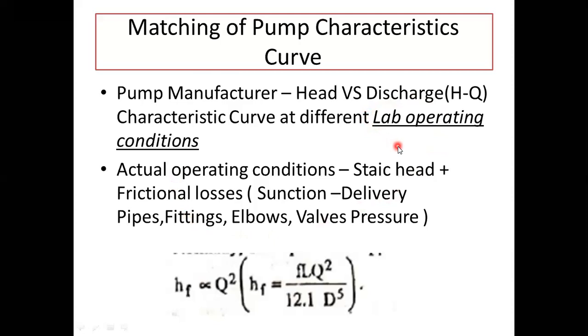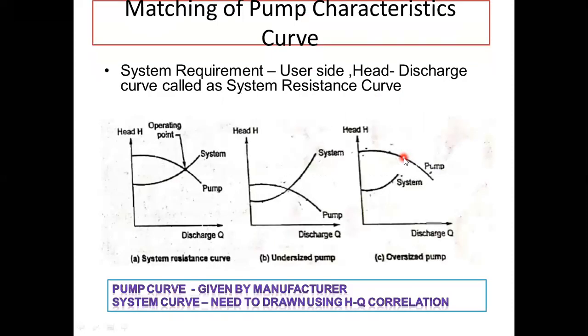So therefore, the user of the pump finds out his system requirement and the head discharge curve is drawn. The curve is called as system resistance curve or system characteristic curve. We can see the system resistance curve in a figure. This curve is the pump curve, which is supplied by the manufacturer at the standard operating condition, and this is a system curve, drawn by the user side at actual normal condition or actual operating condition.